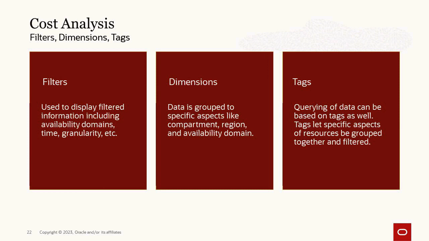So you have filters, dimensions, and tags, which we talked about earlier. So filters, we see here, you can search by AD, you can search by a time period. There's many other different metrics. Dimensions are going to be another dimension that you can query by. So it'll be things like region, compartment, availability domain, SKU, resource type. And so you'll have a very robust set of options that you can easily query your data with.